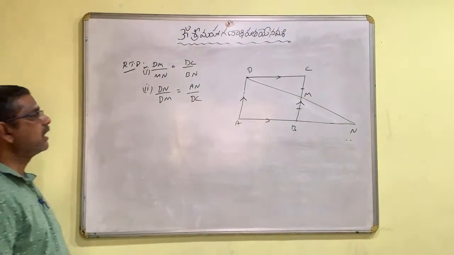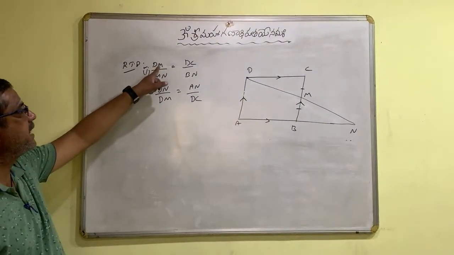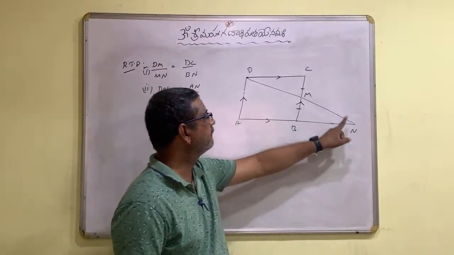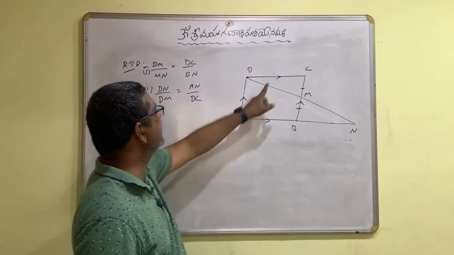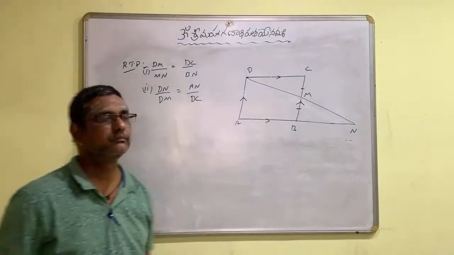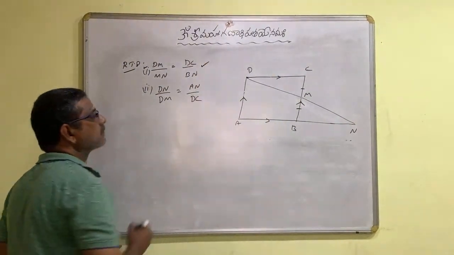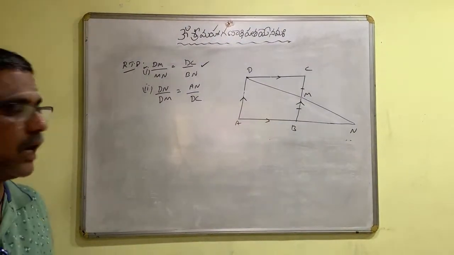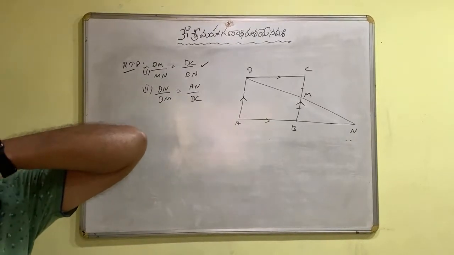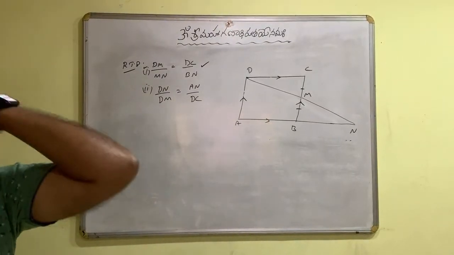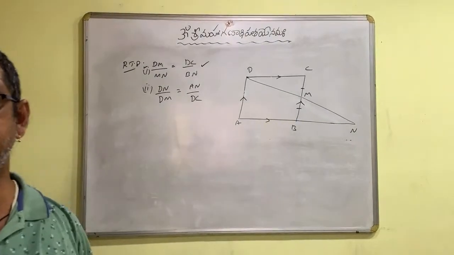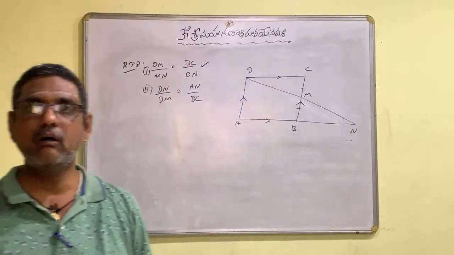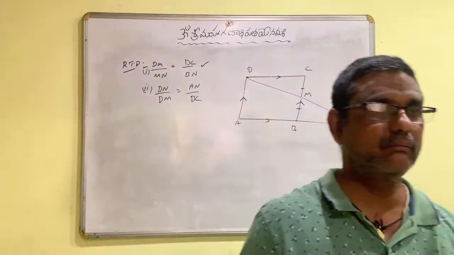Now, what we have to prove? DM by MN is equal to BC by BM. This first one we have to prove. What to do? We have only one property, the basic proportionality theorem, to solve this problem. So we need to keep that in mind.